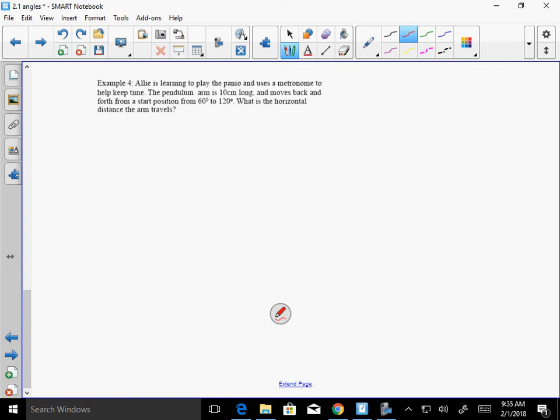Now the pendulum arm is 10 centimeters long and moves back and forth from 60 degrees to 120 degrees. What is the horizontal distance the arm travels? This is on page 82, just in case you want to reference the textbook. So you have this pendulum swinging back and forth. With these things, always draw a Cartesian plane and draw your terminal arms.